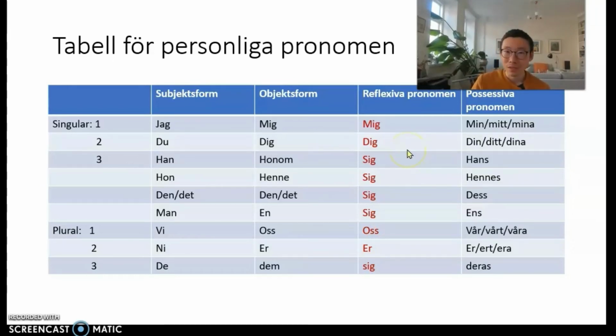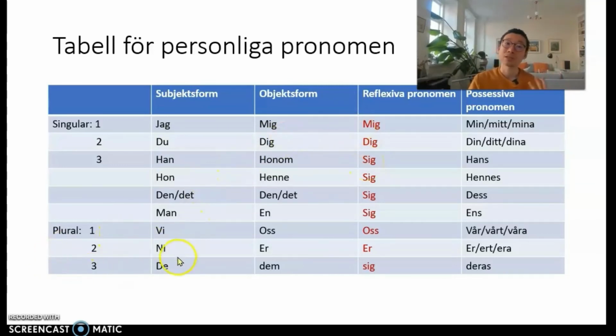Så nu kan du se att för första och andra person singular, vi har inte sig, vi har bara mig och dig, som är samma som objektform. So for the first and second person pronoun, we actually use the same form as the object form. But for third person, we need to change, we need to use sig. So han lär sig svenska. He is learning Swedish. Han lär sig svenska.